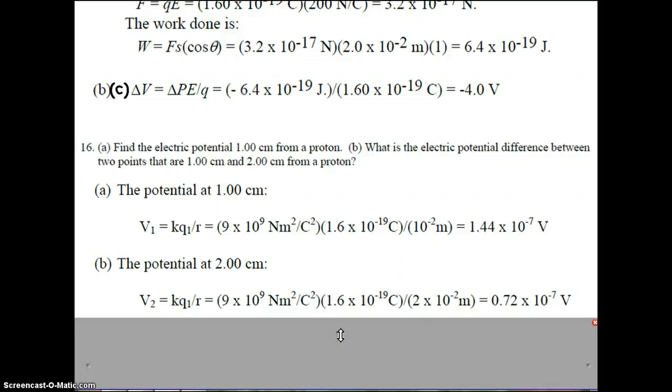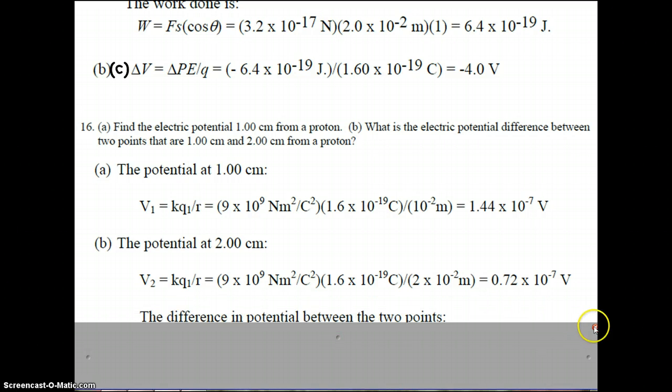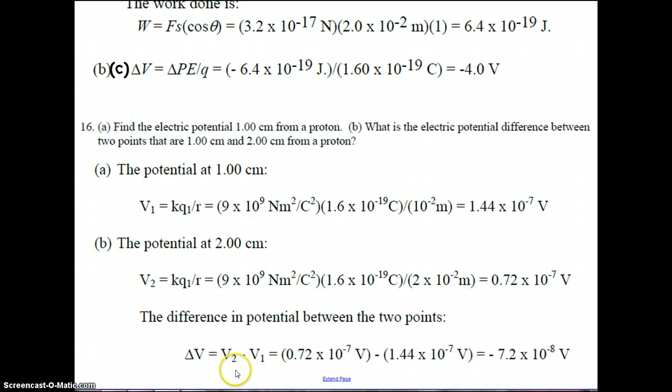Now the potential difference is therefore going to be final minus initial, or the second state minus the first state. So that would be 0.72 times 10 to the negative 7 minus 1.44 times 10 to the negative 7. That gives us a negative 7.2 times 10 to the negative 8 volts. That will be the potential difference, or the change in potential.